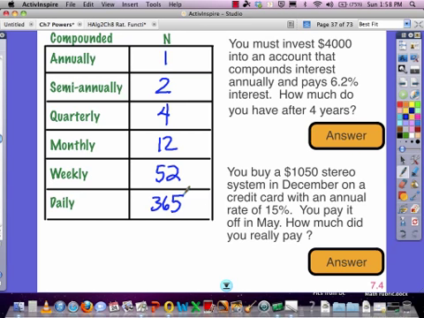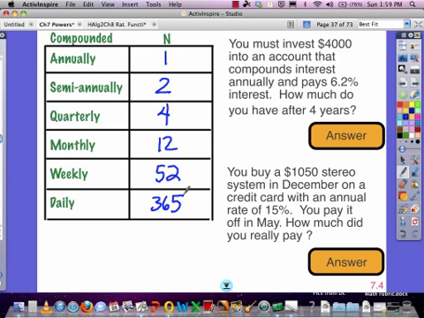And those would be the N values you use on a regular basis. So let's look at each of these here and see what our calculation would be. So using our same formula, you must invest $4,000 into an account that compounds interest annually and pays 6.2% interest. How much do you have after 4 years?